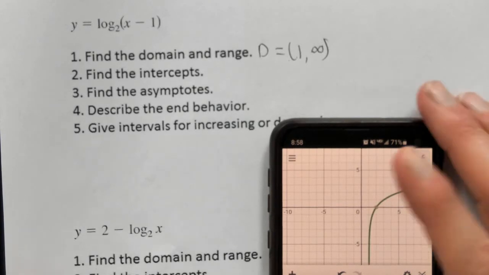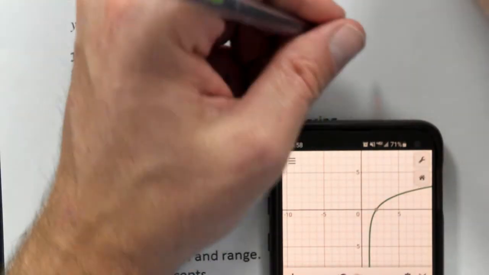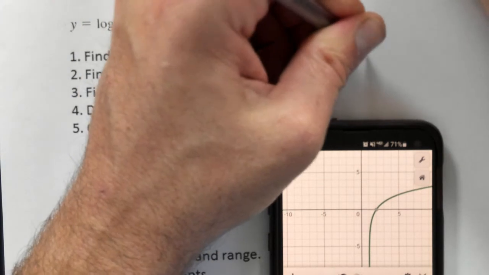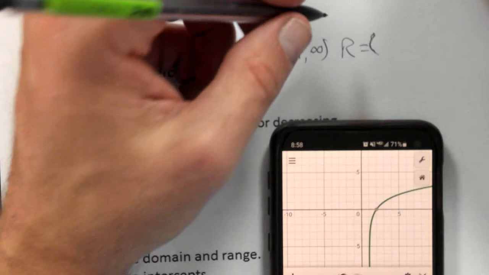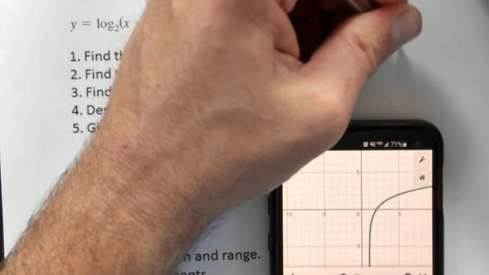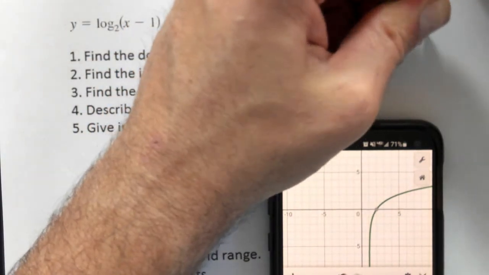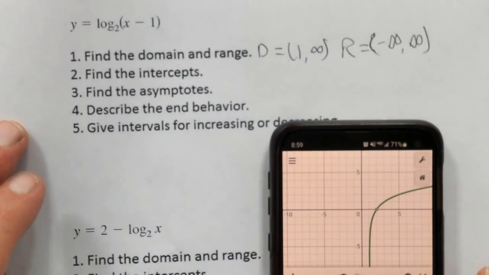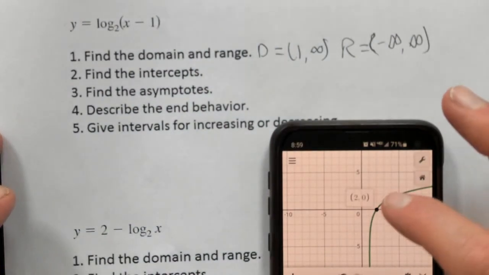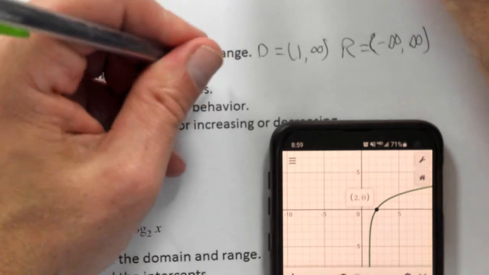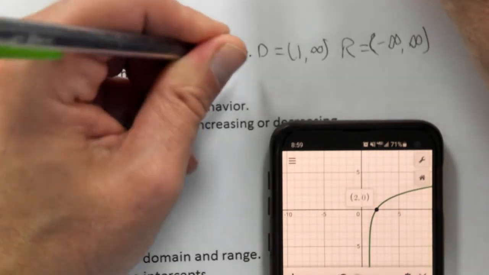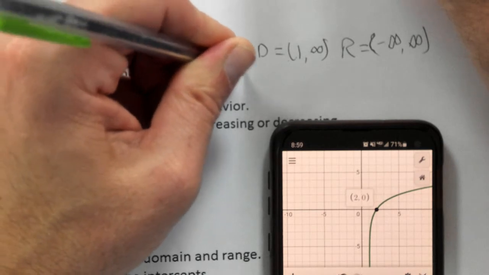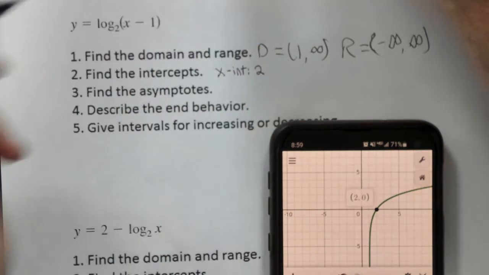All right. Okay, so again, my domain actually starts at 1 to positive infinity. The range now, there are no boundaries or limitations on the range. It's negative infinity to positive infinity. All right, so we're good there on domain and range. Find the intercepts. There's only an x-intercept right here at 2. You can write it as an ordered pair, or you could write it like this, x-intercept, and then list the value at 2. Either one would be acceptable.